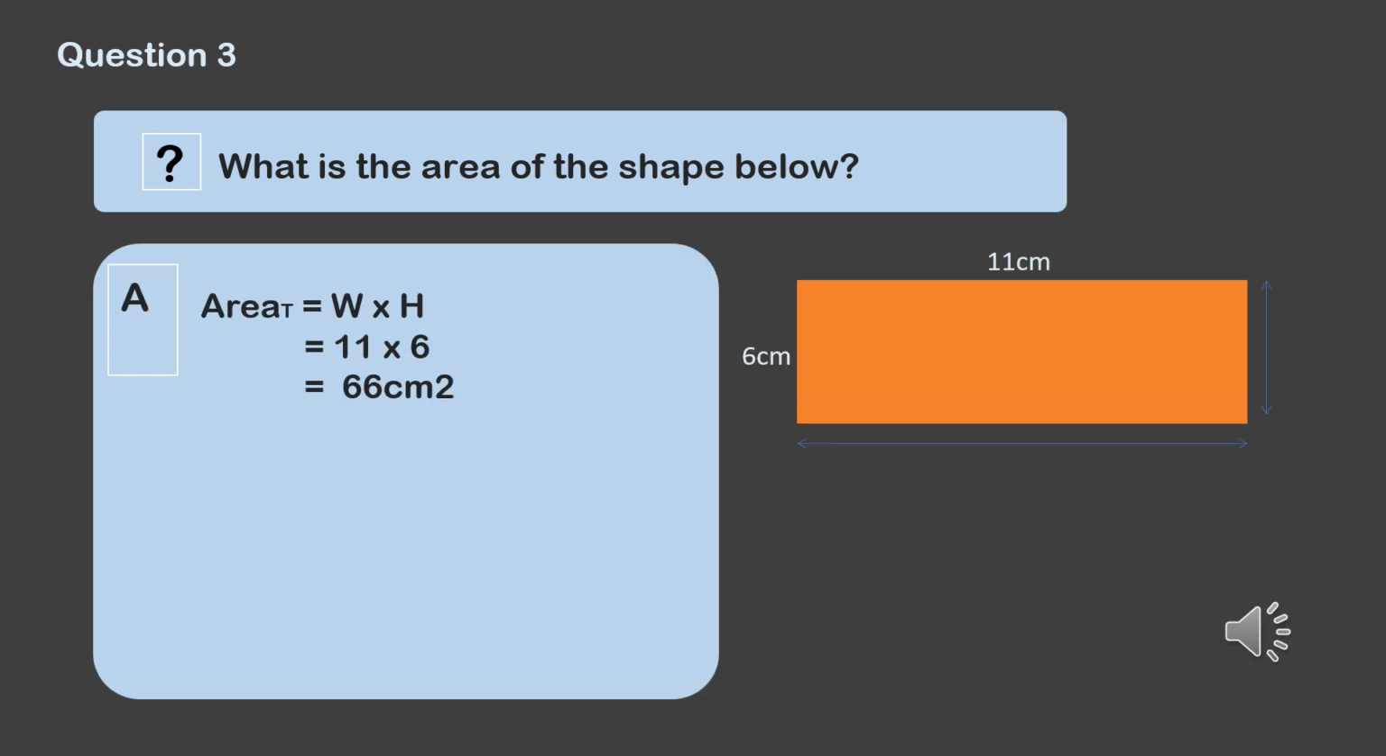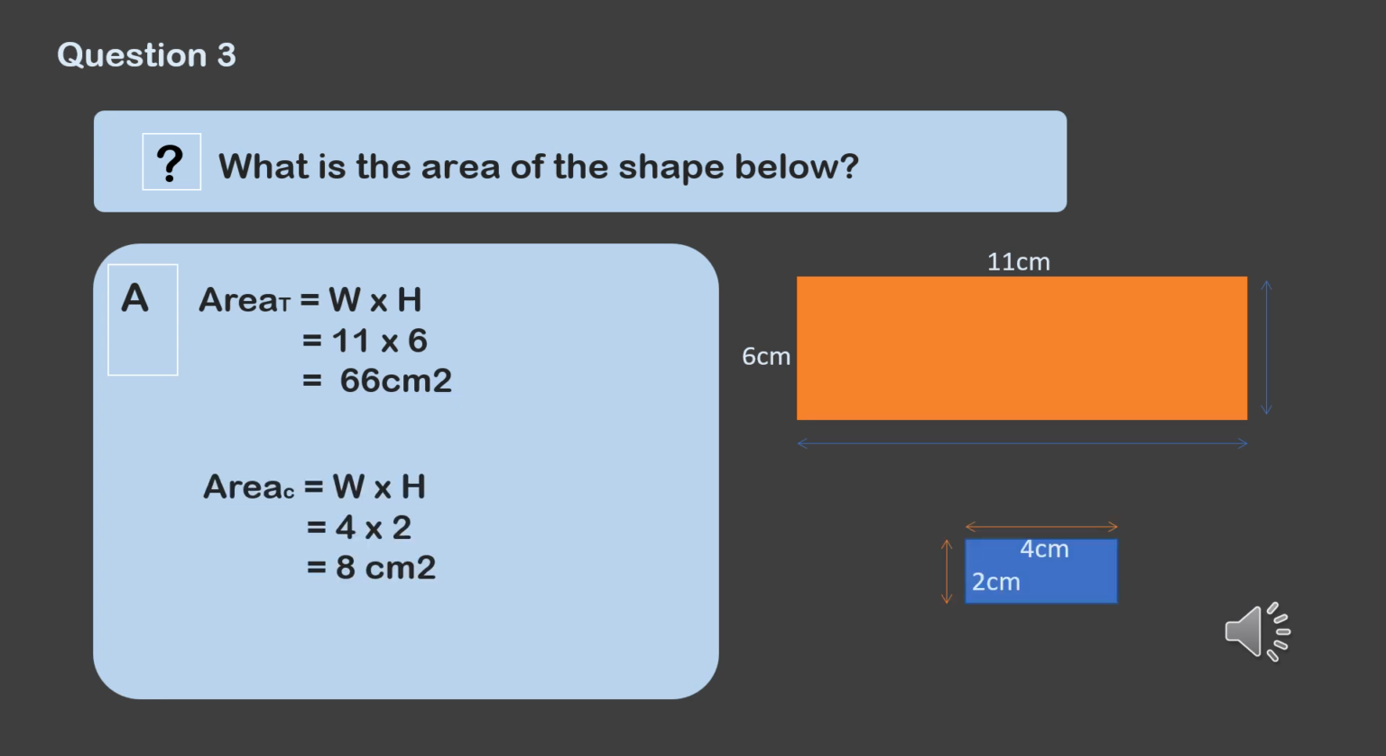We know the area of any rectangle equals width times height. The width equals 11 centimeters, the height equals 6 centimeters, so 11 times 6 equals 66 centimeters squared. Similarly, we can work out the area of the small rectangle. Width times height equals 4 times 2, which equals 8 centimeters squared.